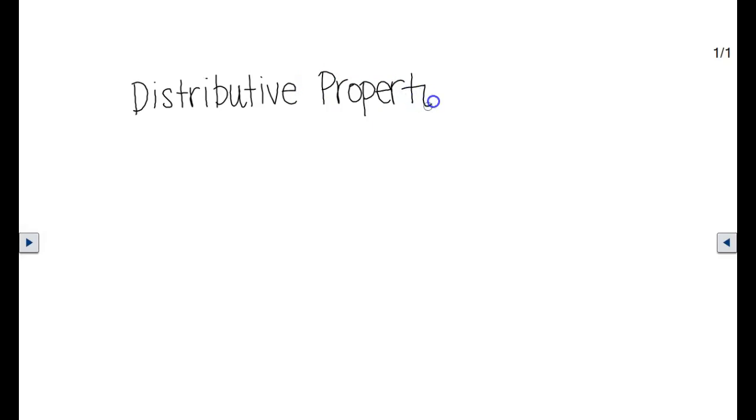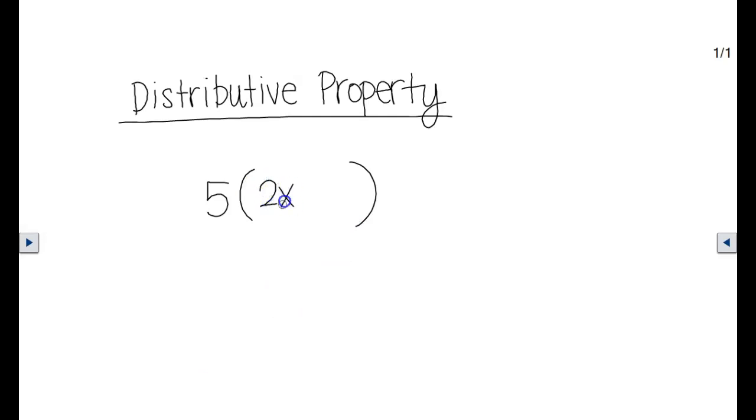And I want you to remember what this property is used for. This property is used whenever I need to take a number like 5 and I need to multiply it by a group, like 2x minus 3.